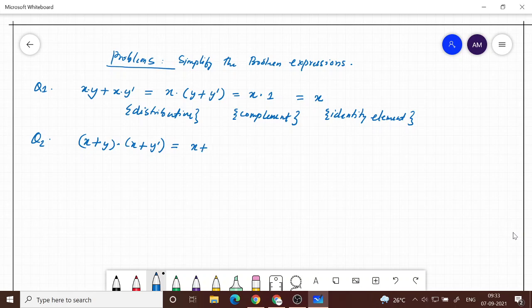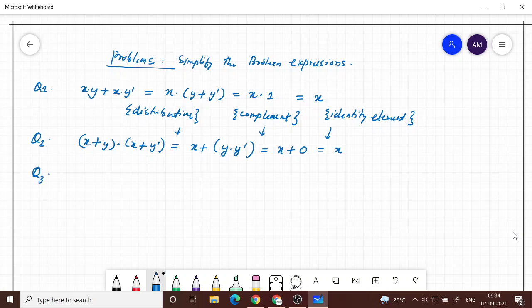So x plus is common, so you can pull it out, then you can write the remaining. So this is distributing the plus operation, or operation, with respect to the AND operation. So that is basically x plus 0, and that is equal to x. So every step is the same. Here we have used distributive, here we have used complement, and then again the identity element of the OR operation is 0.